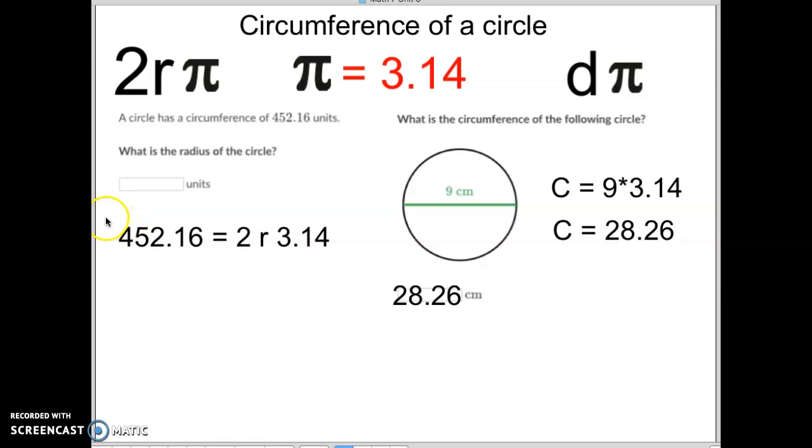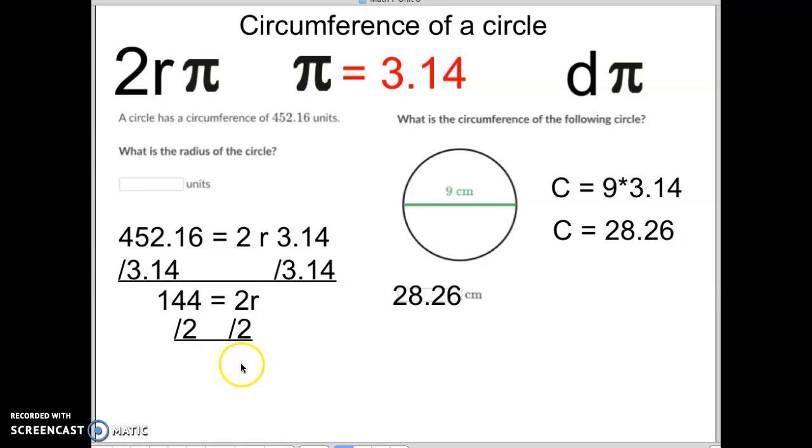So, first step. If you're anything like me, guys, you do not like decimals, okay? And you'll notice here, I substituted in 3.14 for pi. So the first step I always like to do is get rid of the decimal. I'm going to divide both sides by 3.14. As I divide both sides by 3.14, I get 144 equals 2 times the radius. Then, in order to get the radius by itself, I just need to divide by 2. So when I divide both sides by 2, I get the radius equals 72. Hopefully that makes good sense to you.